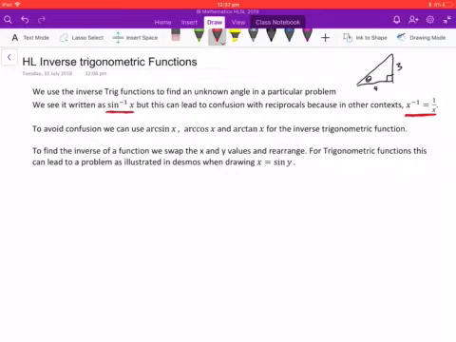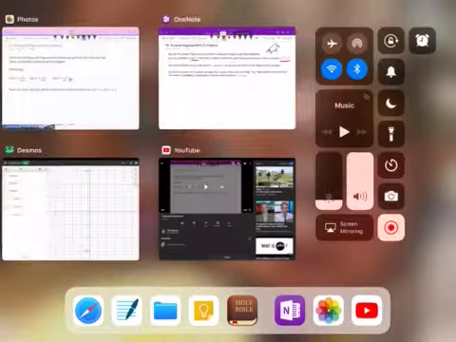Now, we should know from our function work that to find inverse functions, we switch the x and the y coordinates and then rearrange. You also know that graphically speaking, it's reflected in the line y equals x. Now, I'm going to jump over to Desmos and show you. If we draw x equals sine y, x equals cos y, and x equals tan y, see what happens. So let's go across and have a look.